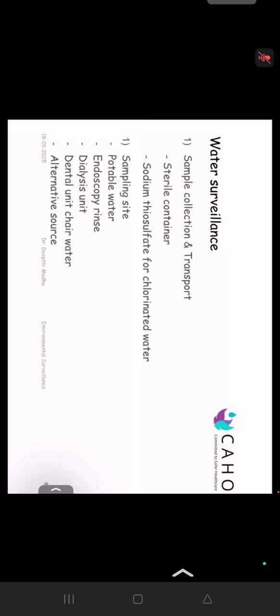Whatever water is being used or supplied in the hospital for drinking purposes, that is potable water, that should also be tested. The endoscopy rinse, whatever water is used for rinsing out your scopes in bronchoscopy or endoscopy, that should be tested. Your dialysis unit, as we have said earlier, you have to do the sampling at least once a month. That is an absolute requirement.